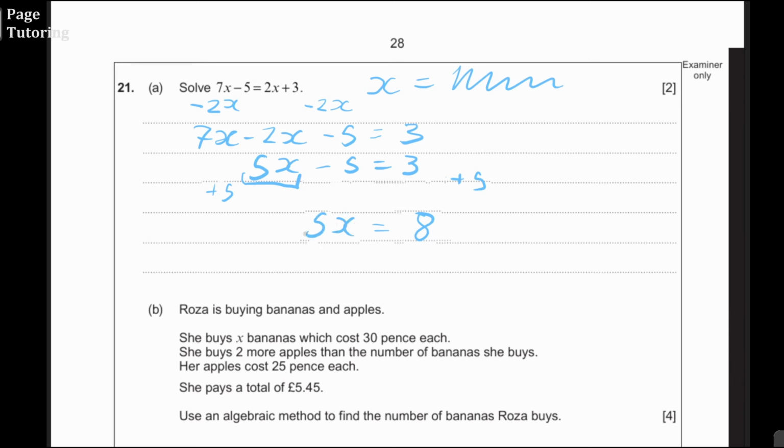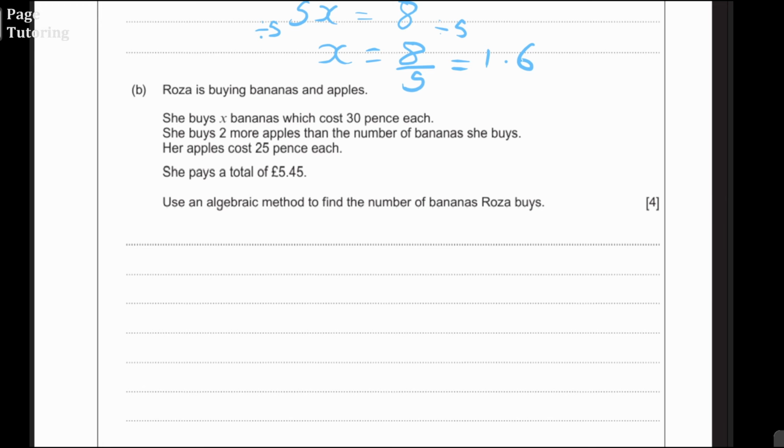Now we want x on its own, so we're going to divide by 5. At the moment we've got 5 lots of x, so that just gives us x equals 8 over 5. Looking at the mark scheme, you can just leave it as 8 over 5.